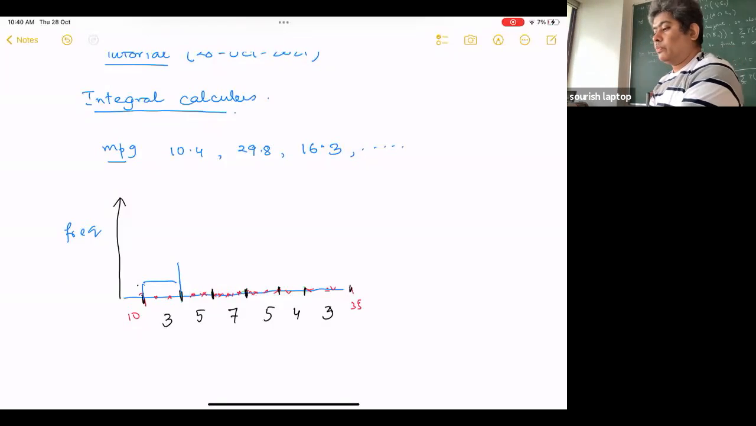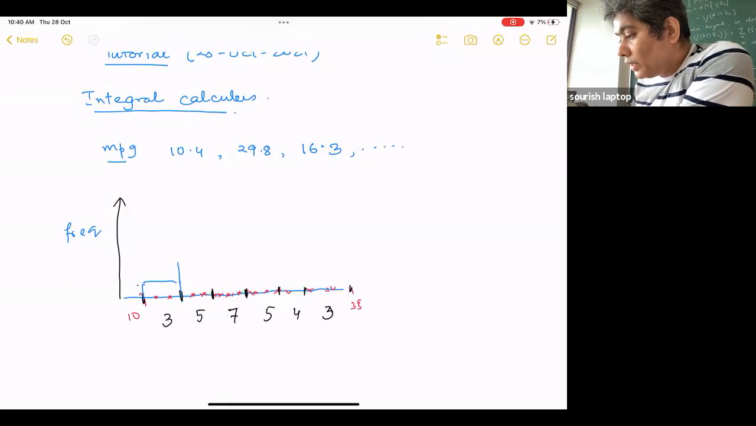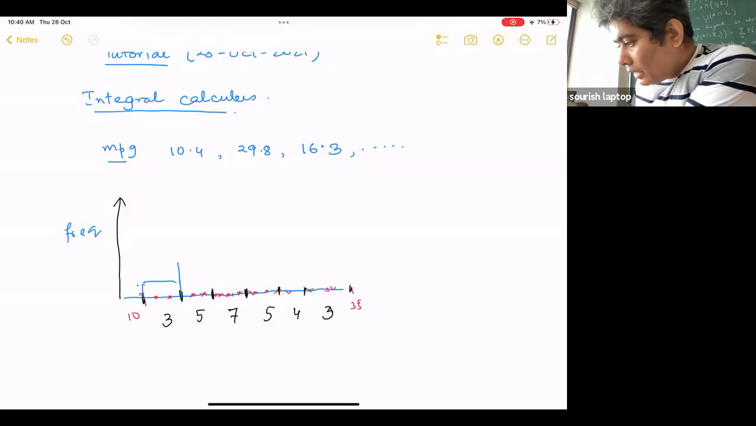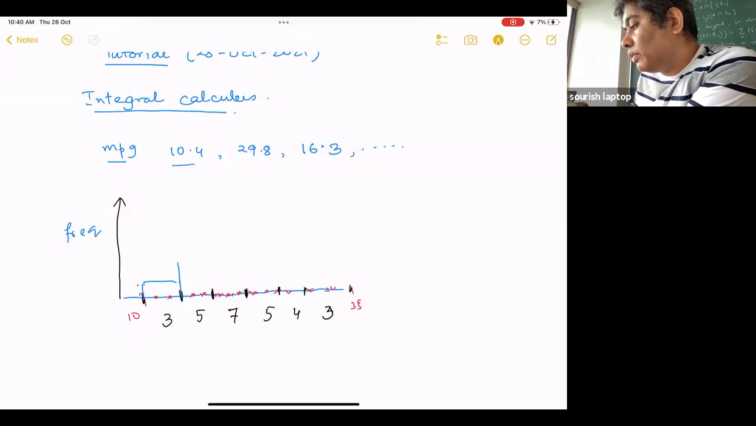So, okay, for our recording's sake, let me quickly go through this so that later, if you hear it, you will know the whole story. We are considering the mtcars data set, and in it we have miles per gallon values like 10.4, 29.8, 16.3. On an axis, we call it the x-axis for now, we plot the miles per gallon.